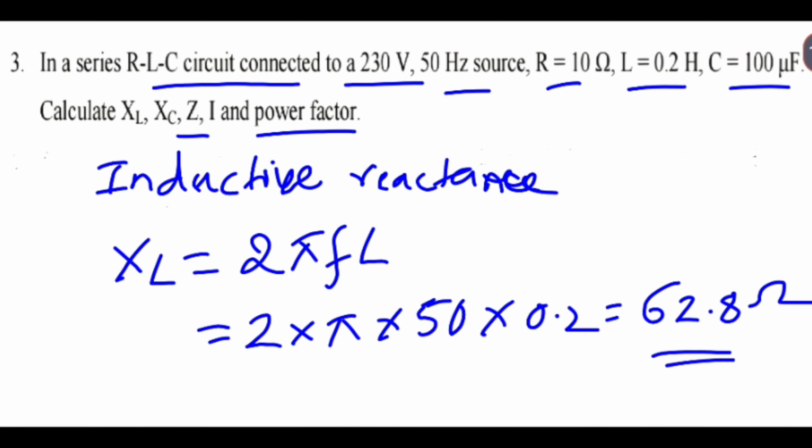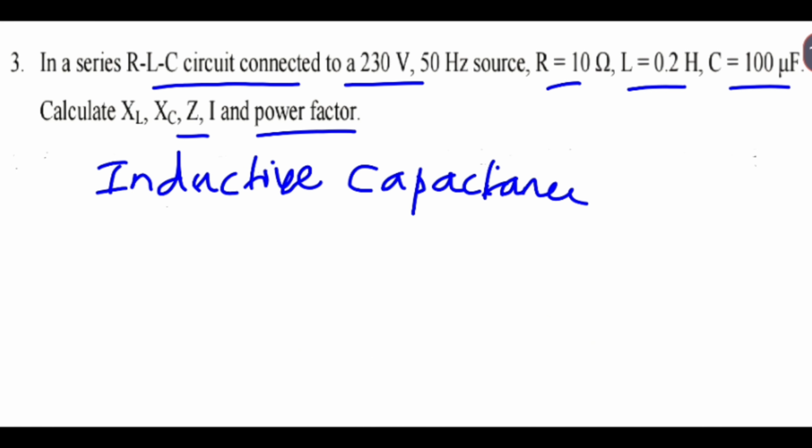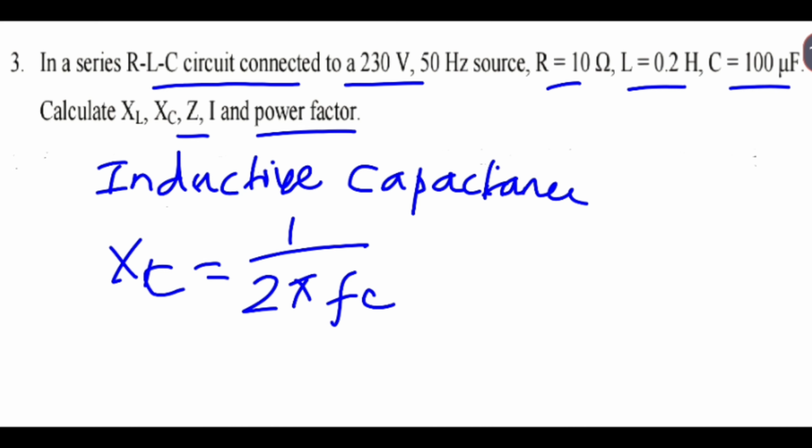So we'll move on to XC, the capacitive reactance. If you know the formula, it is very easy: 1 by 2 pi F C, where C is the capacitance. So write down 1, 2, pi value. You will get it in your calculator.